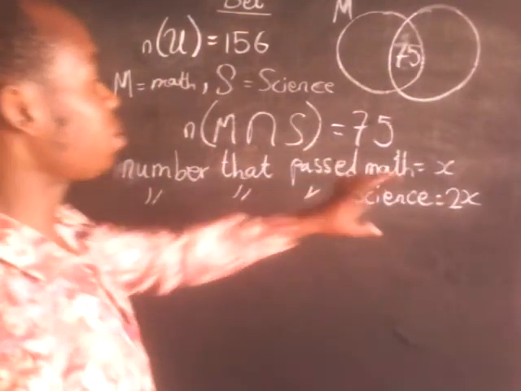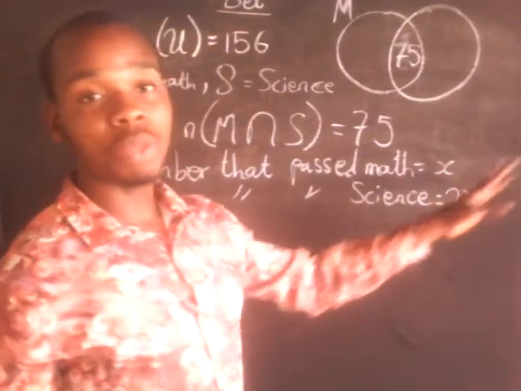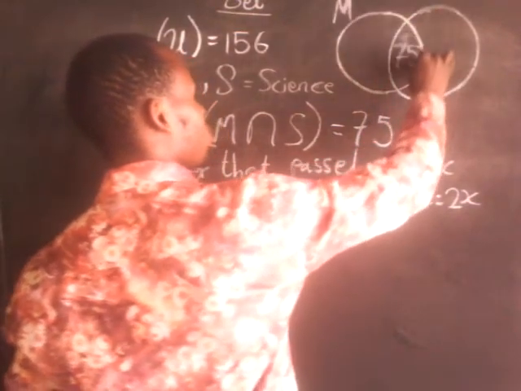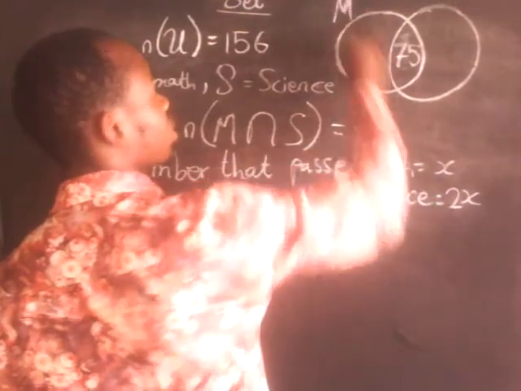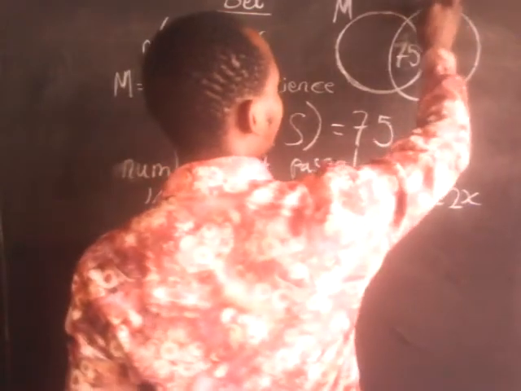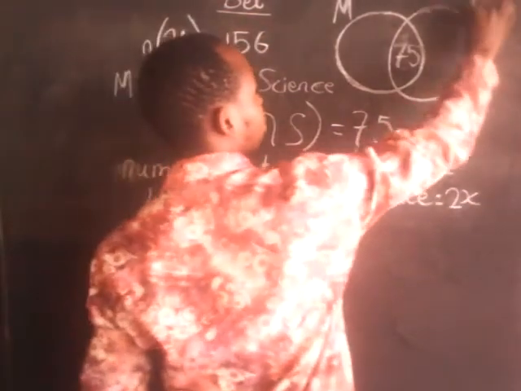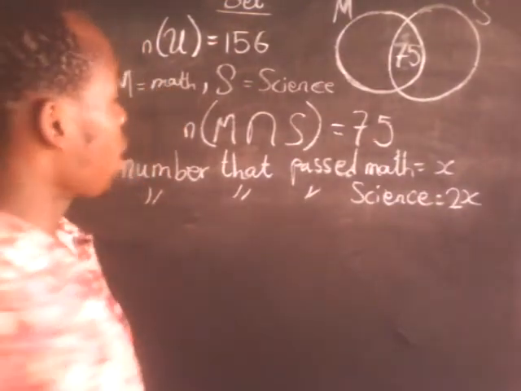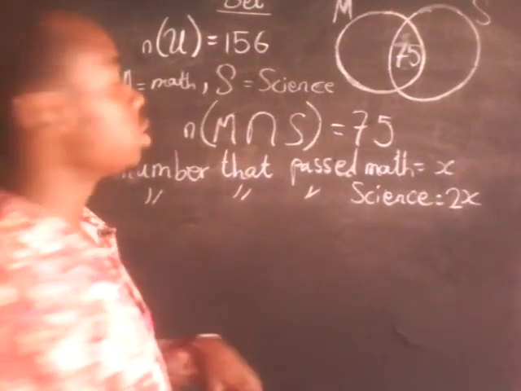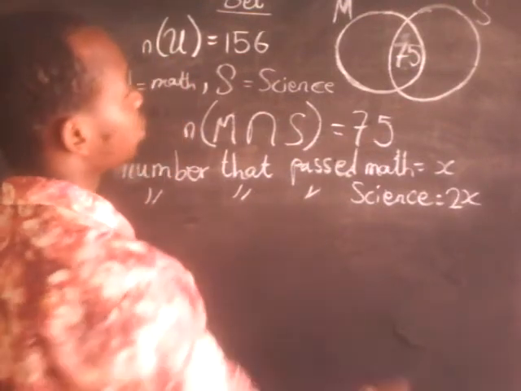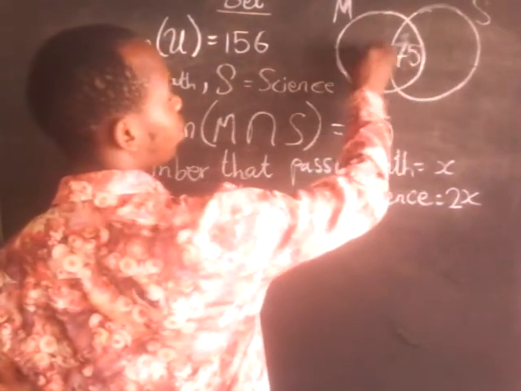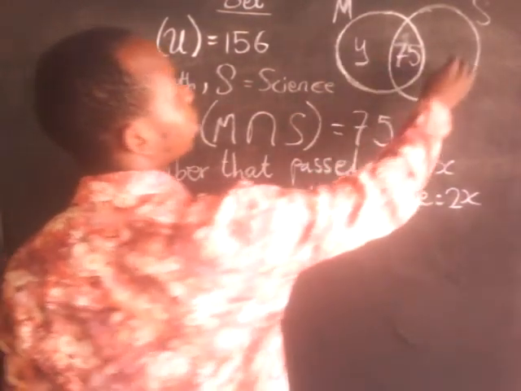And the number of people that passed mathematics, we don't know, but we know that everybody within this circle passed mathematics, while everybody in this other circle passed science. Remember, our question says we should find how many people passed mathematics only. So I'm going to write here the number of people who passed whatever is here plus here. Let me call what is here y, and call what is here z.